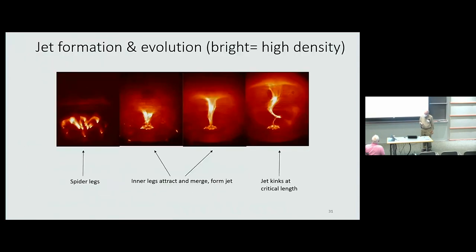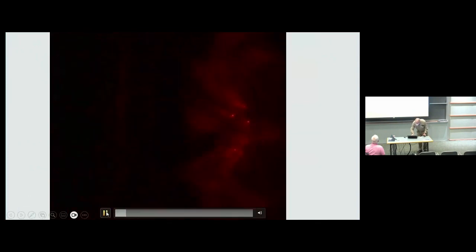So here's a quick summary of the sequence. It starts with what we call spider legs, which I already showed you. The inner parts of the spider legs attract each other because of MHD forces, and the whole thing goes up also because of MHD forces. And then on the right, you can see a kink instability that develops a corkscrew shape. This whole sequence takes about 20, 30 microseconds. And here's a movie that shows that. You can see it kinking at the end. I'll show it a second time in case you missed it the first time.